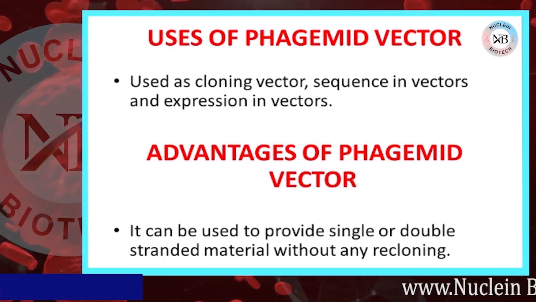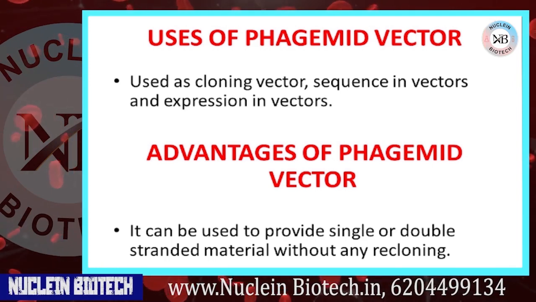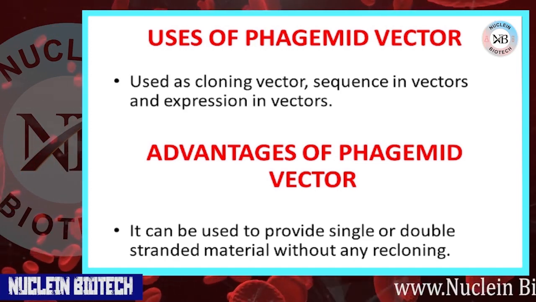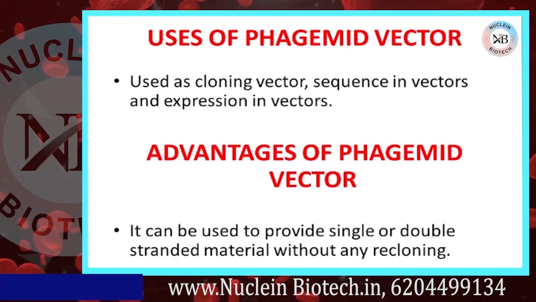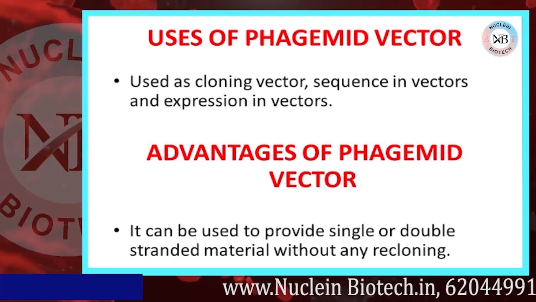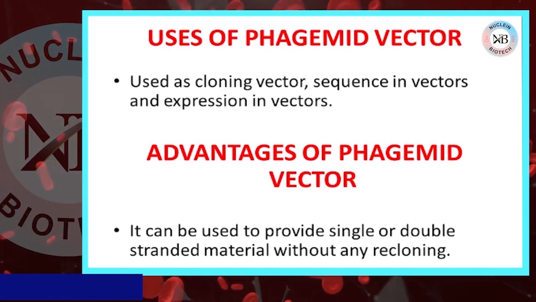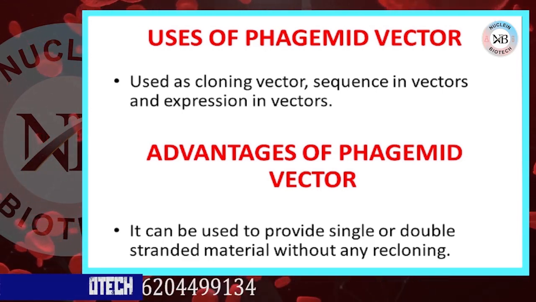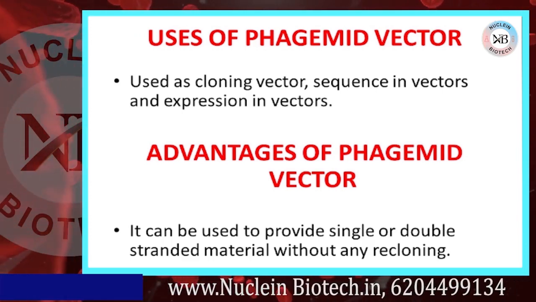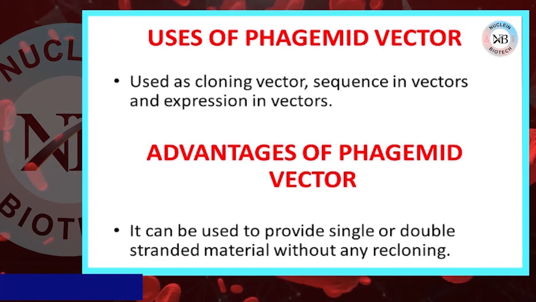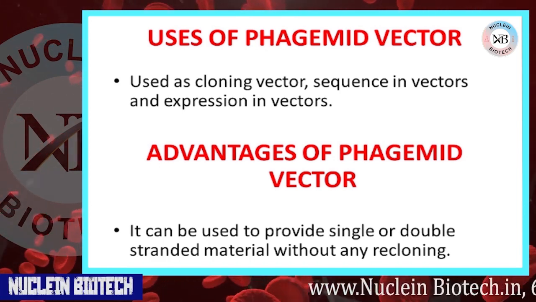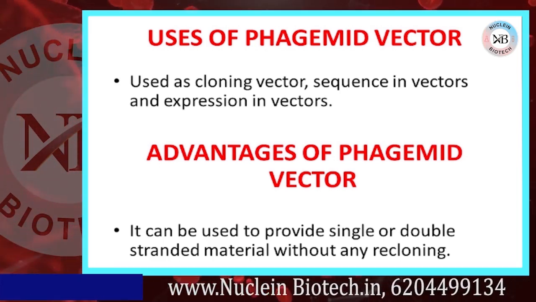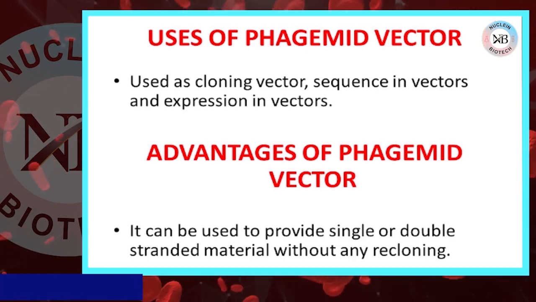But when the same E. coli gets infected by an f1 phage, the origin of the f1 phage in the phagemid vector gets activated and now the phagemid switches its mode of replication and replicates as single-stranded DNA and gets packed into the phage head. Now next are the uses of phagemid vector. These are used for cloning purposes. These are used whenever a single-stranded DNA is required, like in DNA sequencing and site-directed mutagenesis.